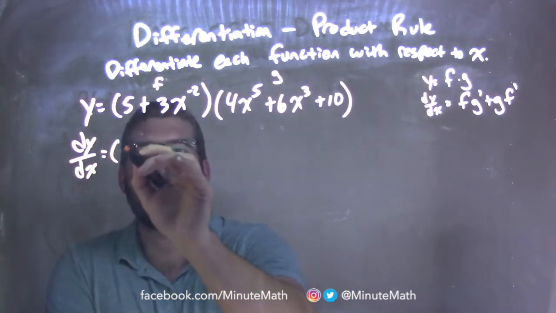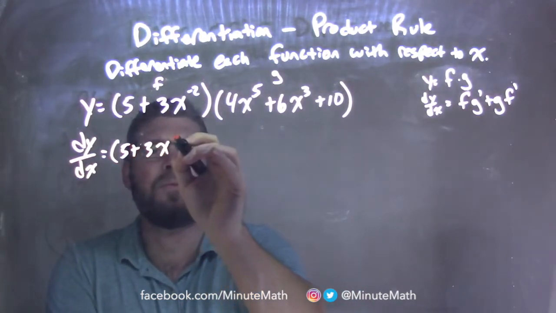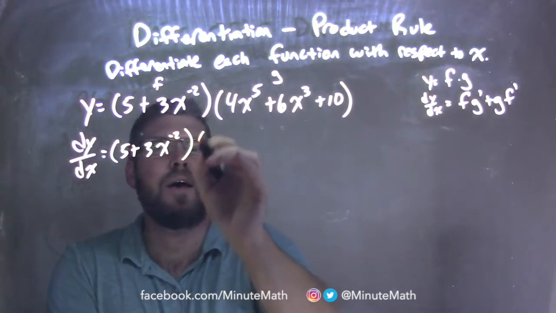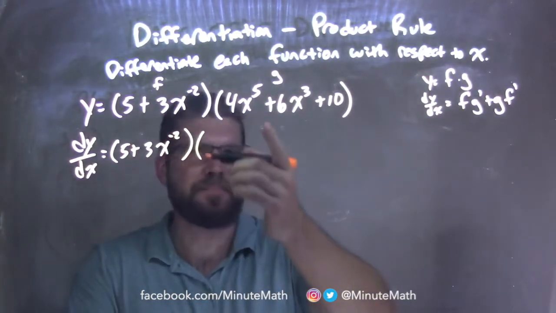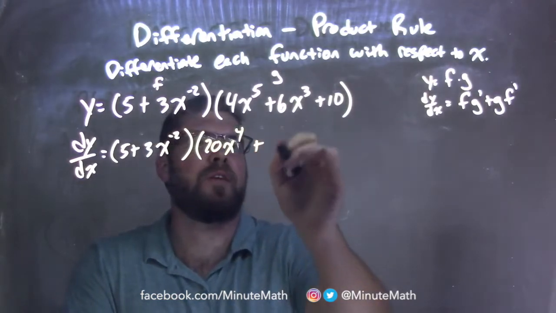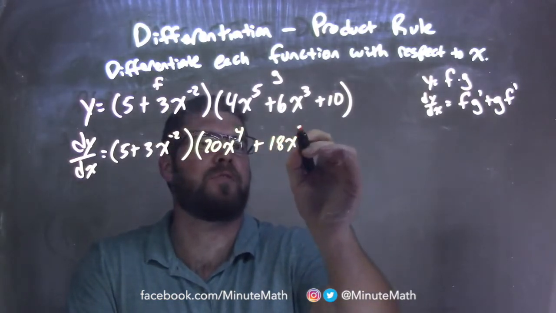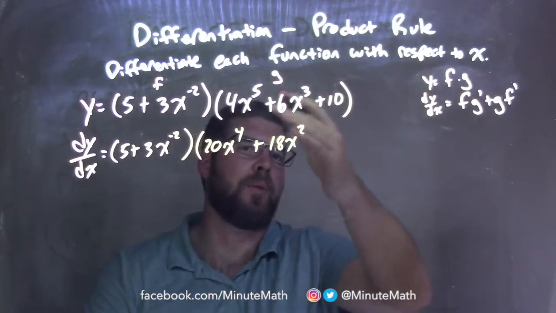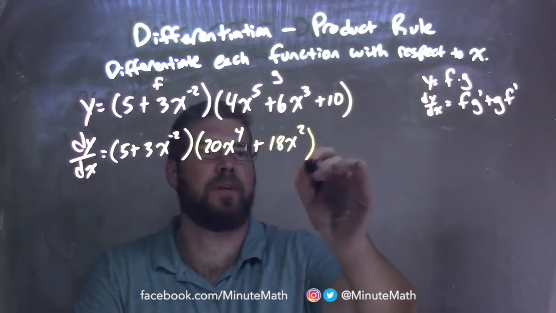So I'm going to rewrite f here: 5 plus 3x to the negative 2 power, times the derivative g prime, which is 20x to the 4th using the power rule, plus 18x squared. And then the derivative, when we apply the power rule to 10, is 0, that constant right there.